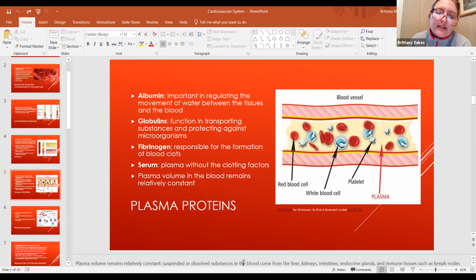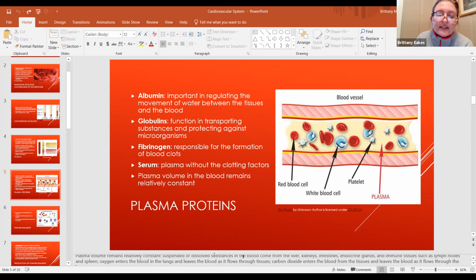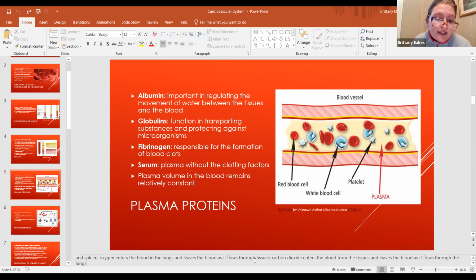Plasma volume in the blood has to remain relatively constant, because we have suspended or dissolved substances in the blood that come from the liver, the kidneys, the intestines, endocrine glands, and the immune system. Oxygen enters the lungs and leaves the blood as it flows through the tissues. Carbon dioxide enters the blood from the tissues and leaves the blood as it flows through the lungs.